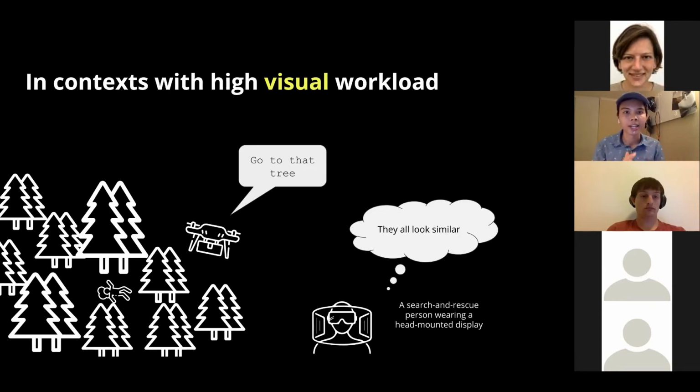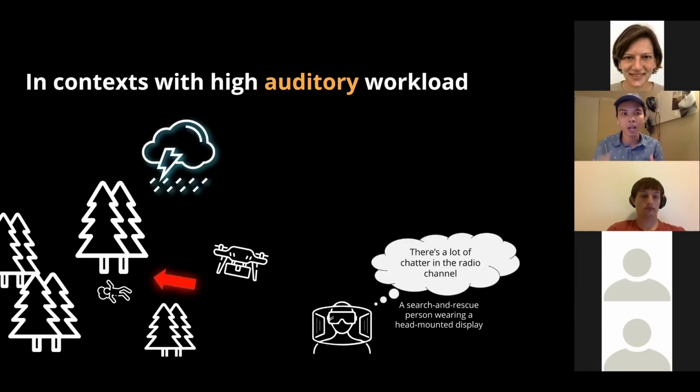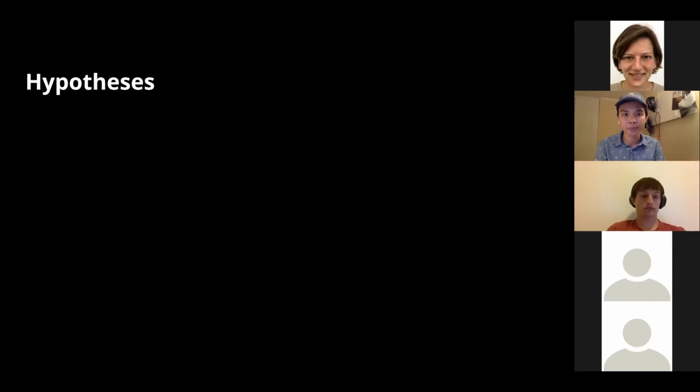So in the context with high visual workload, if the robot wants to communicate its intent when the human is under high visual workload, probably it might not want to use visual gesture because the human might not be able to process extra visual information, but what if we can use spoken language? Or in the context with high auditory workload, perhaps we don't want to provide more spoken instruction, but what if we can use AR to communicate?